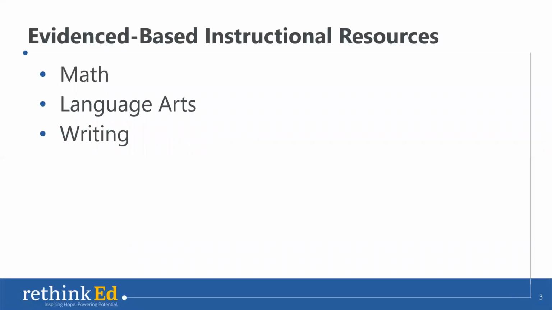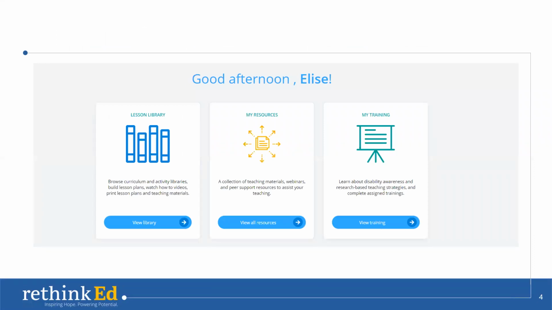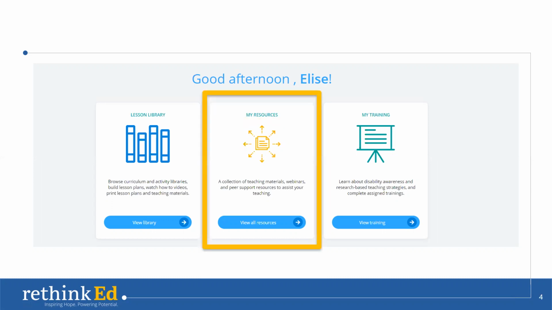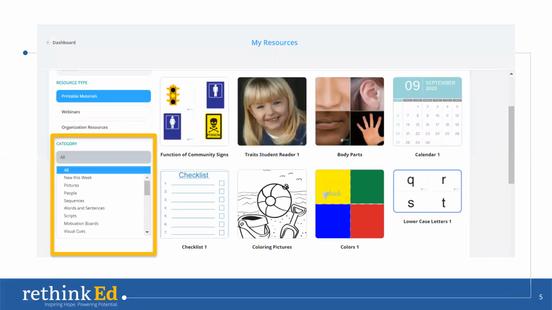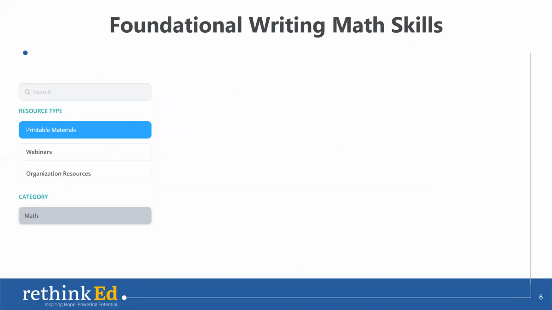Today, we're going to look at several evidence-based instructional resources in 4 different categories. They are math, language arts, writing, and social skills. To find all of the instructional materials in today's training, log into your Rethink Ed account and navigate to My Resources by clicking on View All Resources. From there, we're going to use the category option to filter the materials. We're going to begin with the math category.